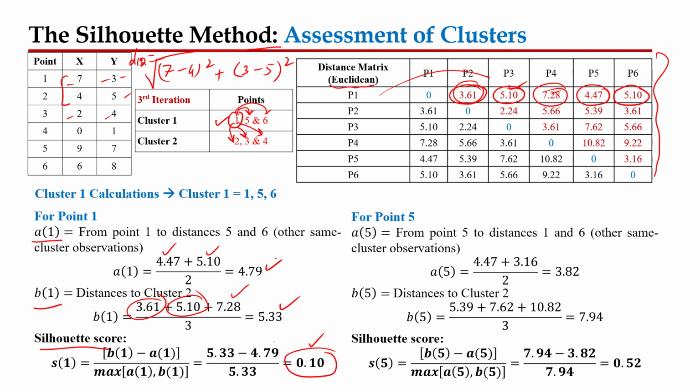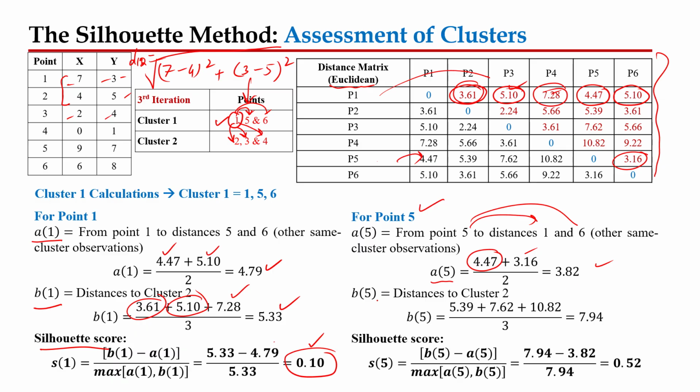Let me first see this with respect to the second observation of cluster 1, which is observation 5. Once again, we calculate the cluster cohesion, A5, for observation 5, taking the distance between 5 and 1 and between 5 and 6. The 5 and 1 distance is 4.47, and 5 and 6 is 3.16, divided by 2. This is the cluster cohesion, or A5 value.